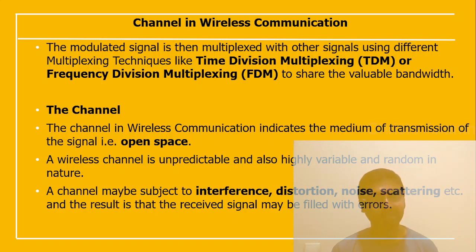Then you have the channel. The channel is nothing but the medium of transmission of the signal, maybe open space. The wireless channel is unpredictable, highly variable, and random in nature. In the channel you may have interference, distortion, noise, and scattering, and the result is that the signal you try to receive will be full of errors.